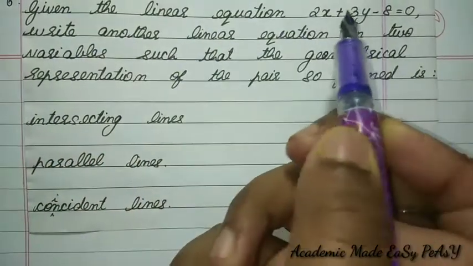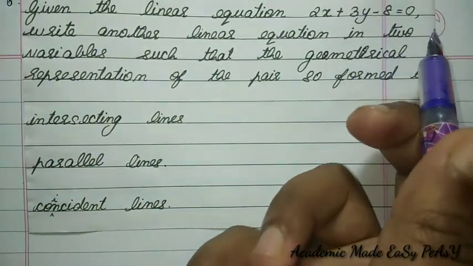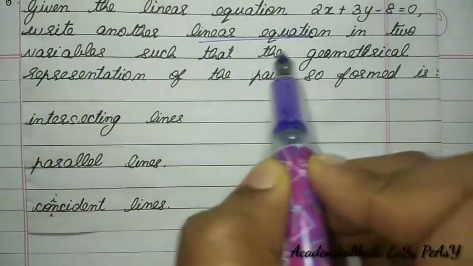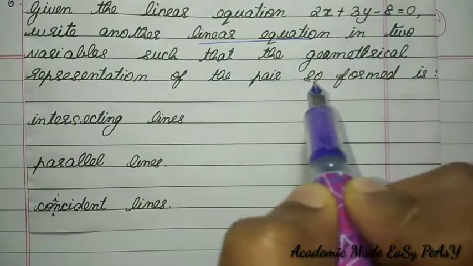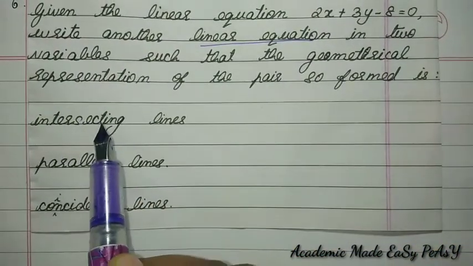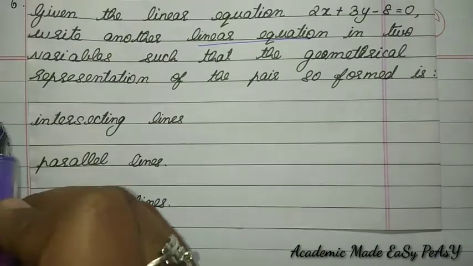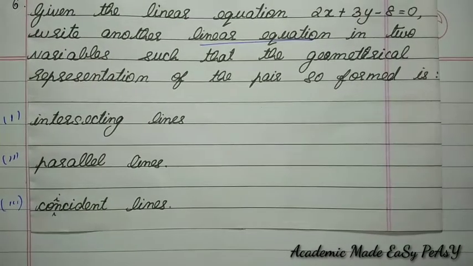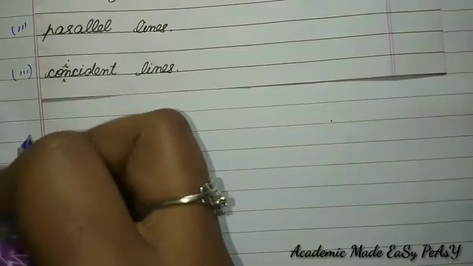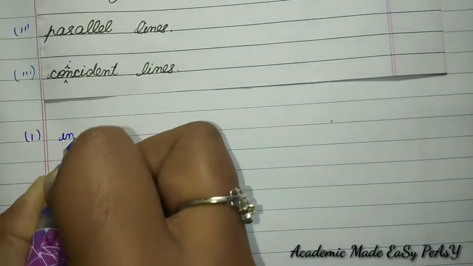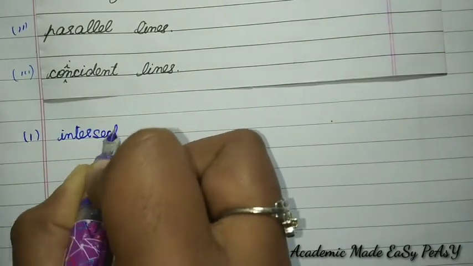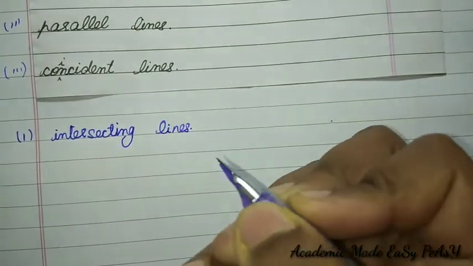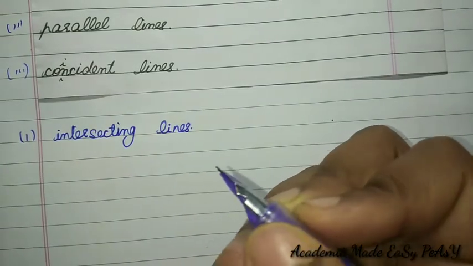Question 6. Given the linear equation 2x plus 3y minus 8 is equal to 0, write another linear equation in two variables such that the geometrical representation of the pair so formed is intersecting lines, parallel lines and coincident lines. This is the first subdivision, this is the second subdivision, and this is the third subdivision. Let's see one by one. First subdivision is intersecting lines. For intersecting lines, we have to just give the equation. That is enough.